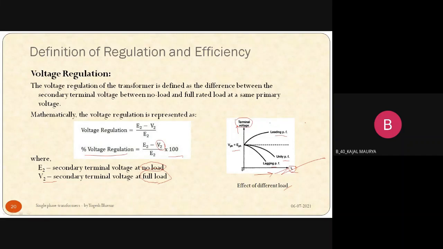Lagging power factor, inductive load. And unity means resistive. Right? Okay. So what happens in the leading power factor?